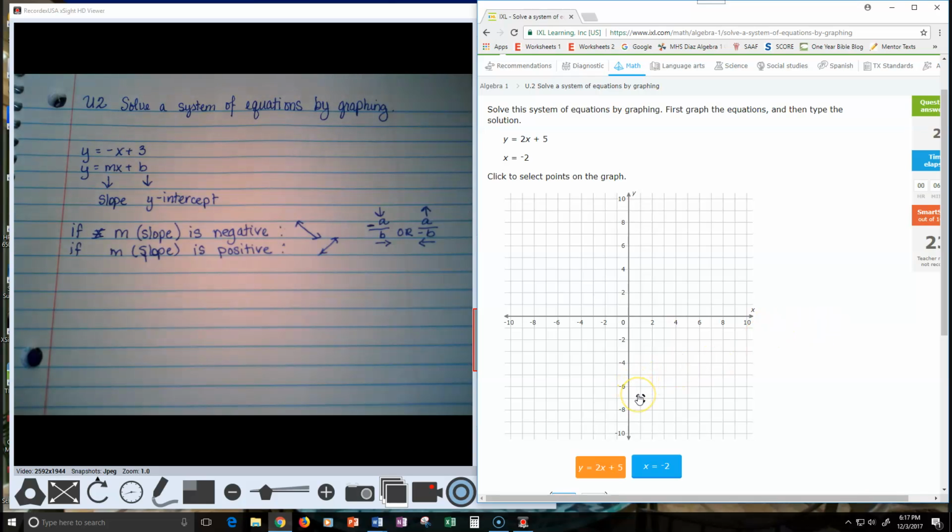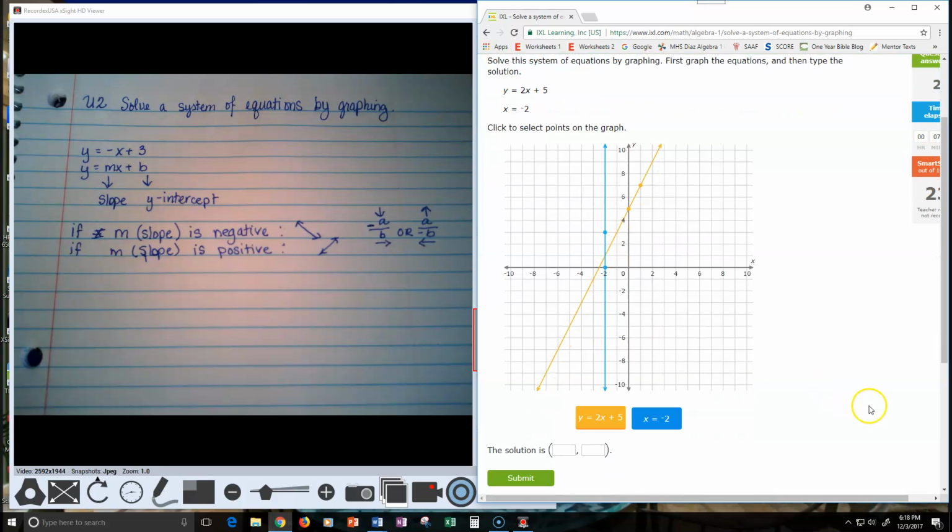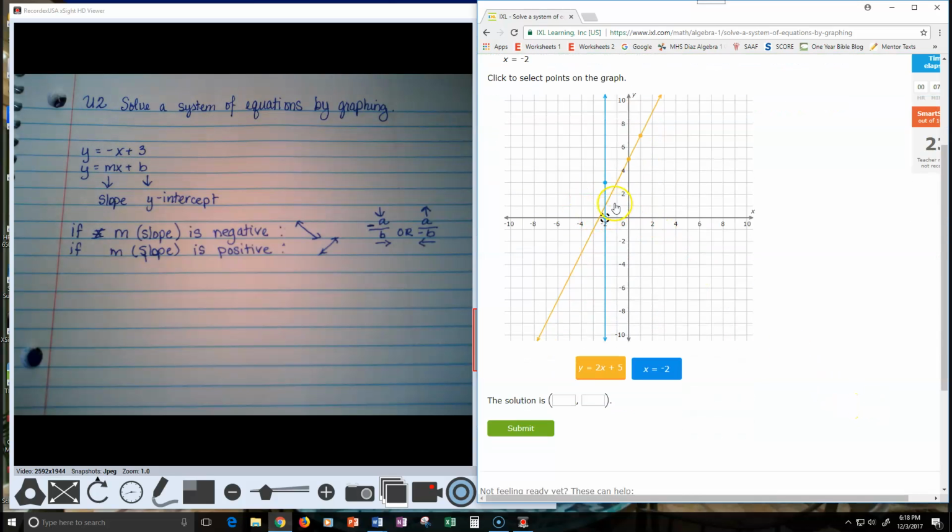We'll do a few more. We've got y is equal to 2x plus 5. Well, there's no negative here, so this time we know the line is going to rise from left to right. We're going to start at 5. We're going to go up 2 and to the right 1. Then we know x equals negative 2. Again, that's a vertical line. We go over here to negative 2. Make it a vertical line, and then our solution, which is our answer right here where the lines cross, would be negative 2, 1.